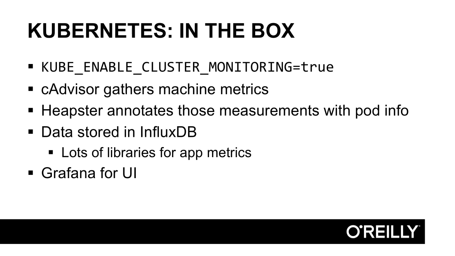Now, Kubernetes actually comes with something in the box to help you do this. If you just set kube enable cluster monitoring to true when you spin up your cluster, this will turn on a few things for you. First, you get cAdvisor running on each node, which is a program which gathers machine metrics. You get the Heapster system, which organizes the data from cAdvisor and tags it with Kubernetes data, like labels and the pod name. You get InfluxDB running as a storage backend, which, by the way, has libraries for application metrics in many languages. And you get Grafana as the UI for metrics.